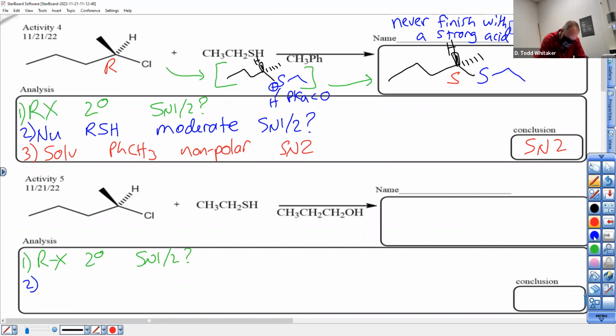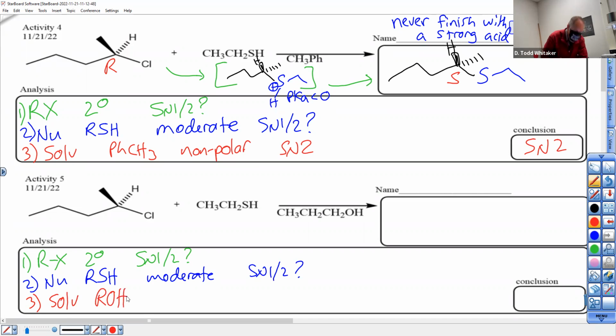Now we have the same conclusion for nucleophile. RSH, moderate. SN1 or 2, don't know. Solvent's different. ROH. Oh, any hydrogen bonding solvent is which category? Polar protic. Careful, there's polar involved in 2 names with different conclusions, so you be careful. Polar's not the whole deal, right? There's polar aprotic. That means it's got a polar bond, but it's not the H. There's 4 of them: acetone, DMSO, acetonitrile, and dimethylformamide.